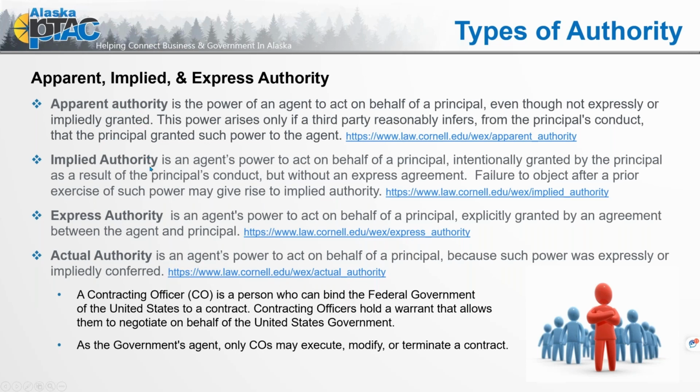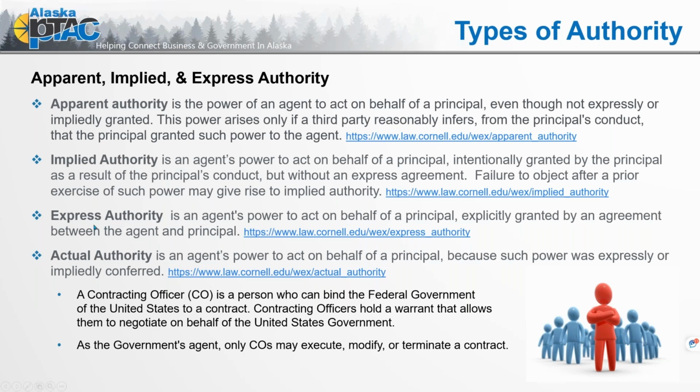Implied authority is the agent's power to act on behalf of a principal intentionally granted, please note, intentionally granted by the principal as a result of the principal's conduct, but without an express agreement. Failure to object after a prior exercise of such power may give rise to implied authority. Express authority is an agent's power to act on behalf of a principal explicitly granted by an agreement between agent and principal. Now, the reason that I pulled this definition from the law website as opposed to right out of the FAR is because there are a lot of players.